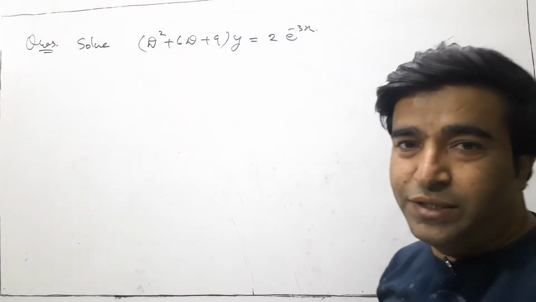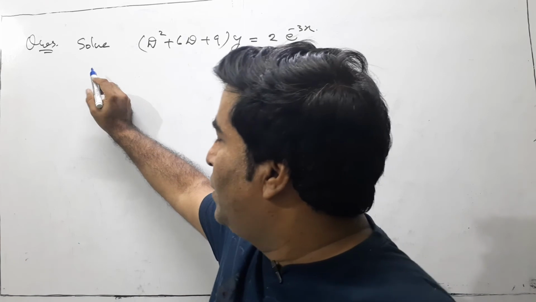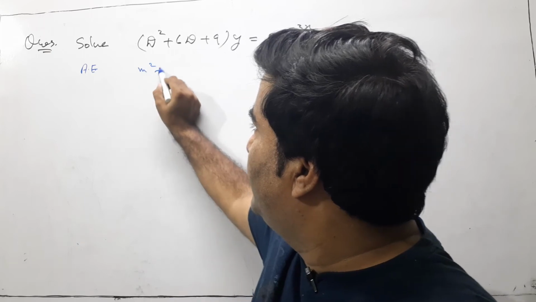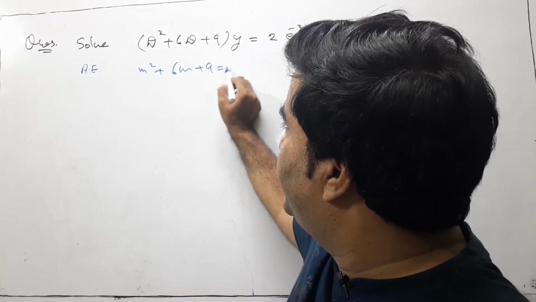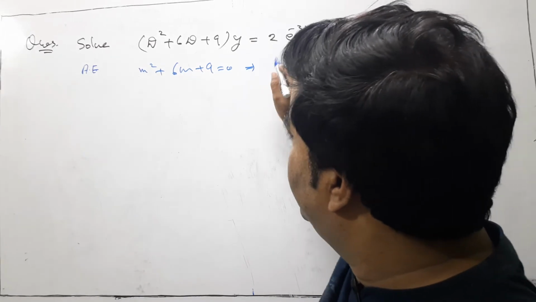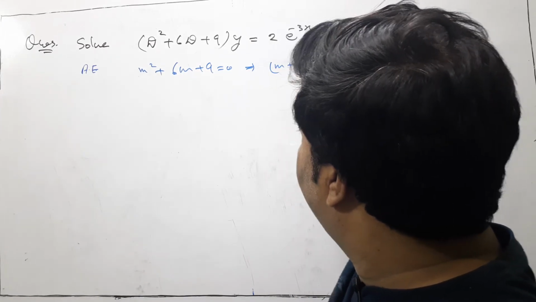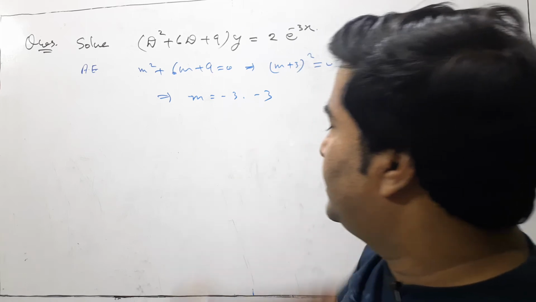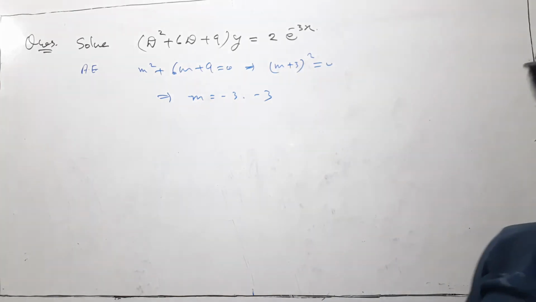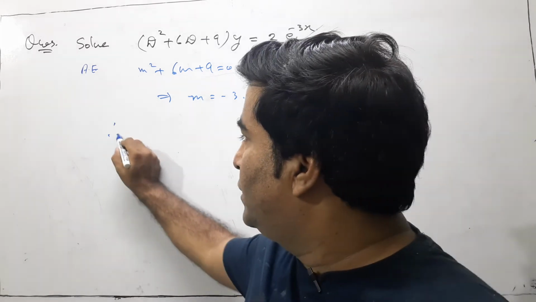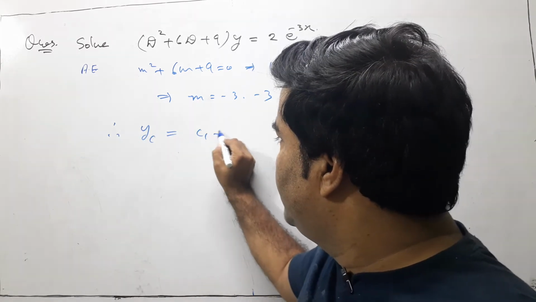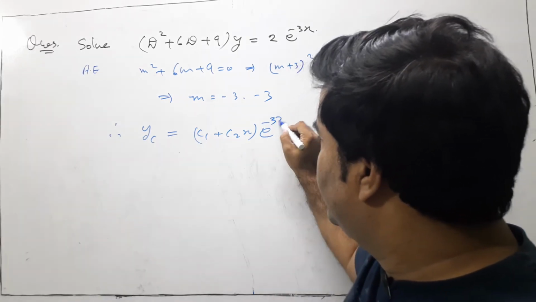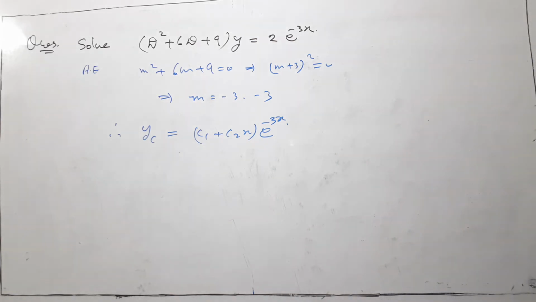First of all we find the complementary function. The auxiliary equation is m² + 6m + 9 = 0. This is (m + 3)² = 0, which gives m = -3. We have a repeated root. Therefore the complementary function is (c1 + c2 x) e^(-3x). This is the complementary function.